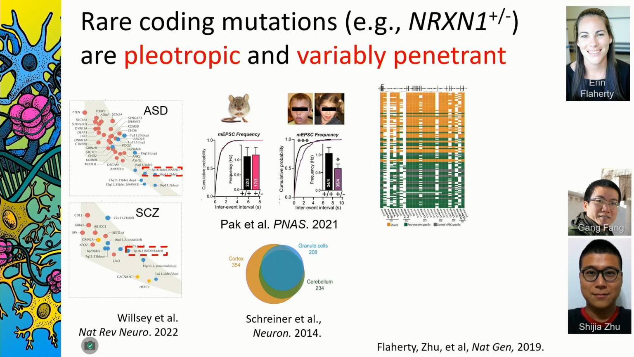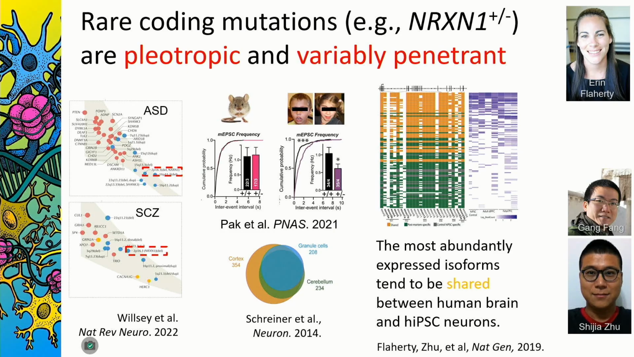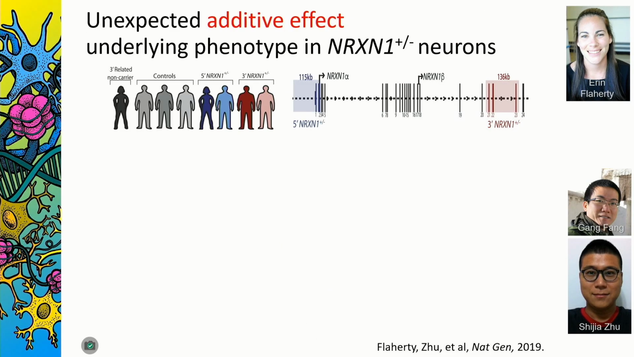Like others had shown in mouse, we also saw complex alternative splicing repertoires. And reassuringly, we showed that the most abundantly expressed splice isoforms we detected in both human brain and stem cell-derived neurons. So we felt really good now trying to model patient mutations in stem cell models.